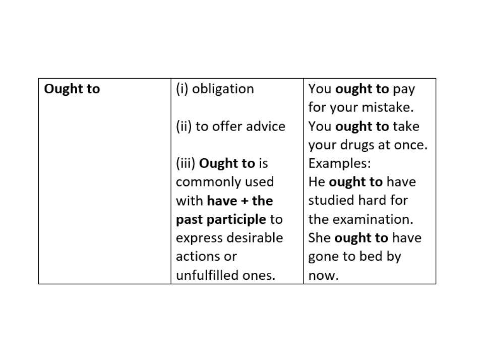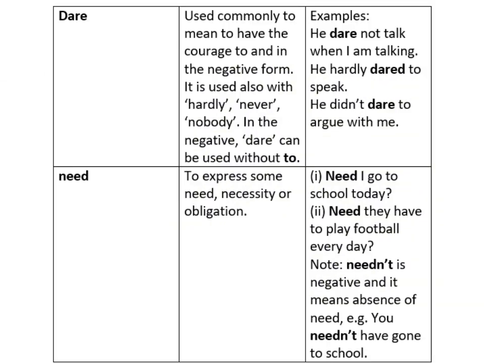Ought to. Let's look at the next modal auxiliary, ought to. What are the uses? We use it to express obligation, to offer advice. Ought to is commonly used with have plus the past participle to express desirable actions or unfulfilled ones. Look at the examples. You ought to pay for your mistake. That's obligation, right? To offer advice now, you ought to take your drugs at once.